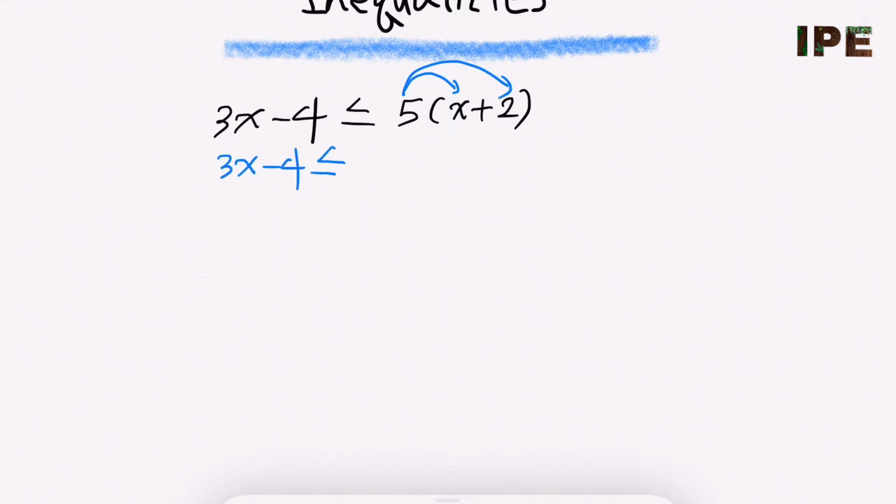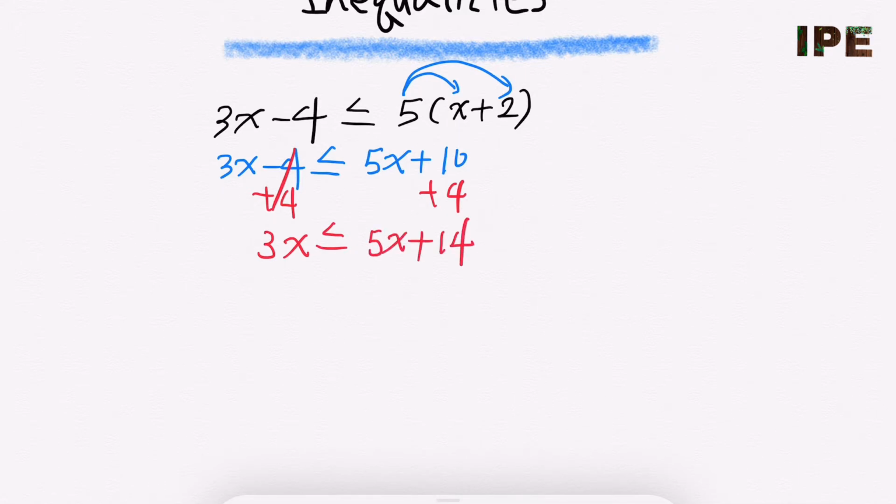3x minus 4 is less than or equal to 5 times (x plus 2). What is the first step to solve this? Distributive property, right? Multiply by 5. 3x minus 4 is less than or equal to 5x plus 10. I want to add 4 to both sides. So the left side is going to be just 3x, less than or equal to 5x plus 14.